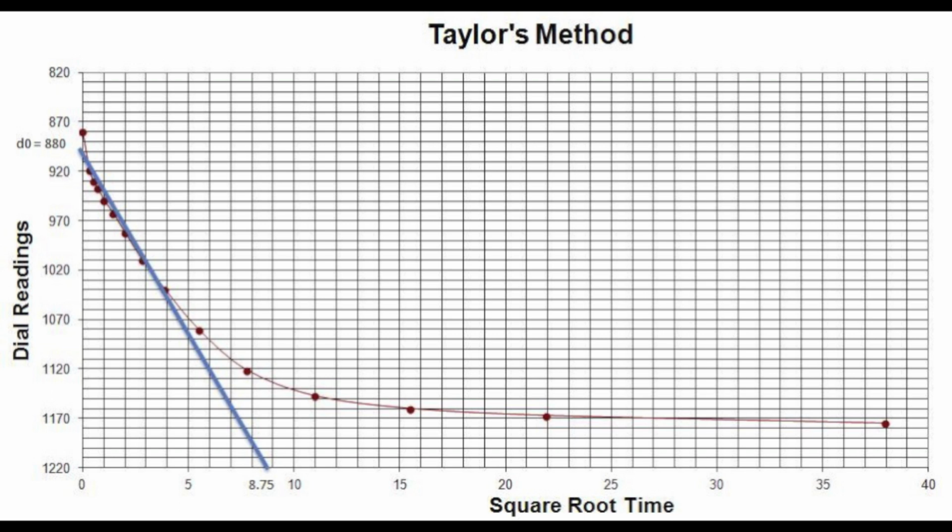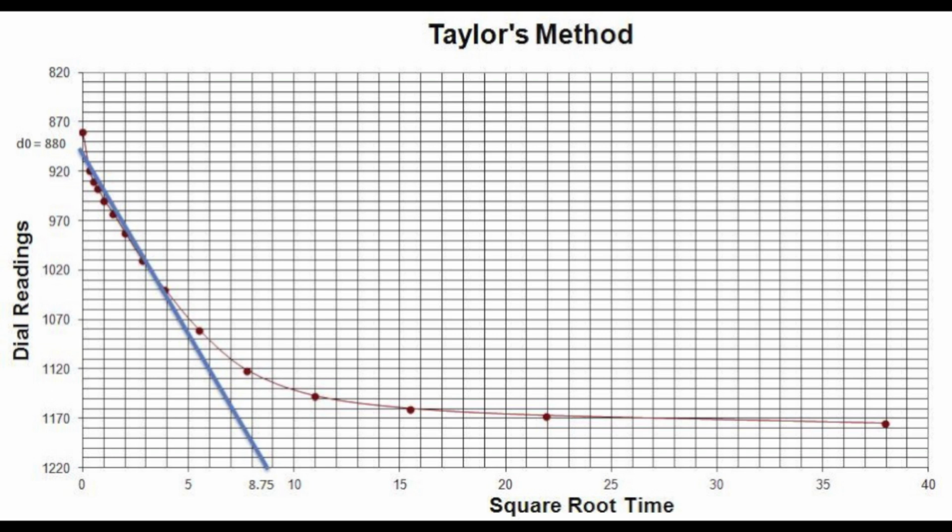Since time t equals 0 does exist on a square root of time plot, d0 should be close to the first gathered data point. First, draw a tangent line that passes through the early portion of the dataset, intersecting both the x-axis and y-axis. Record where the line intersects the x and y-axes. The y-intercept came to 880 in our plot. The x-intercept was 8.75 as shown.